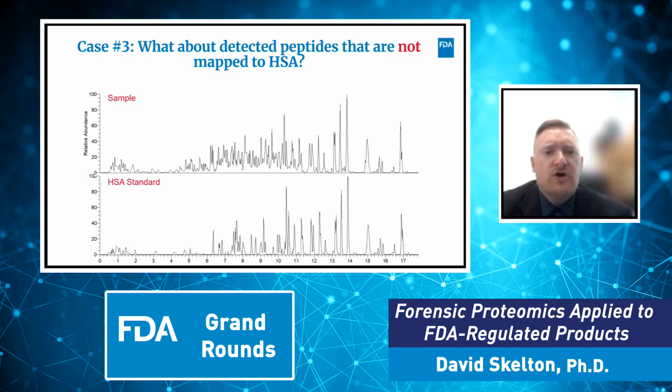And if you go back and look at our raw data, if you look at the sample on the top, we see a number of chromatographic peaks in our sample that aren't present in our HSA standard. So we do see a number of peptides that aren't mapped back to HSA. So these peptides are coming from somewhere. So what else is in our sample that's generating these peptides?